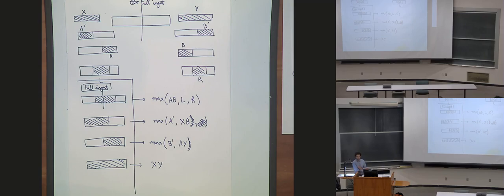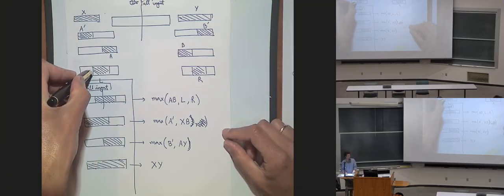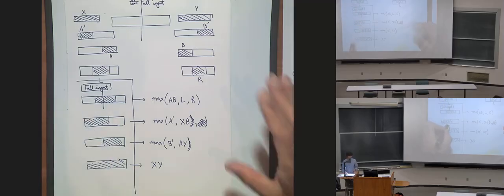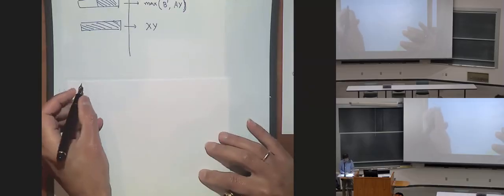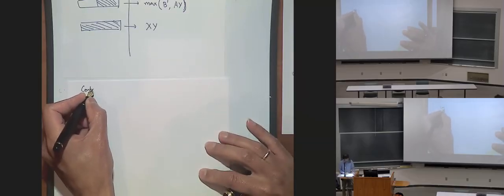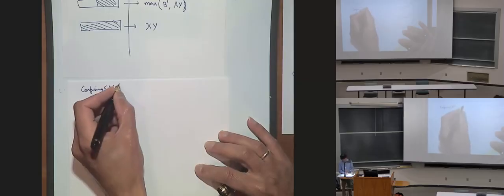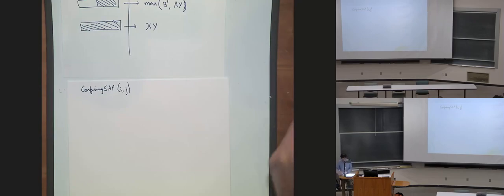You look a little confused. Okay? So this procedure is just returning 4 values, and it will combine and return 4 values. So maybe it is worth writing this out. I'll call this the confusing SAP method with i and j. So what does the confusing method do?